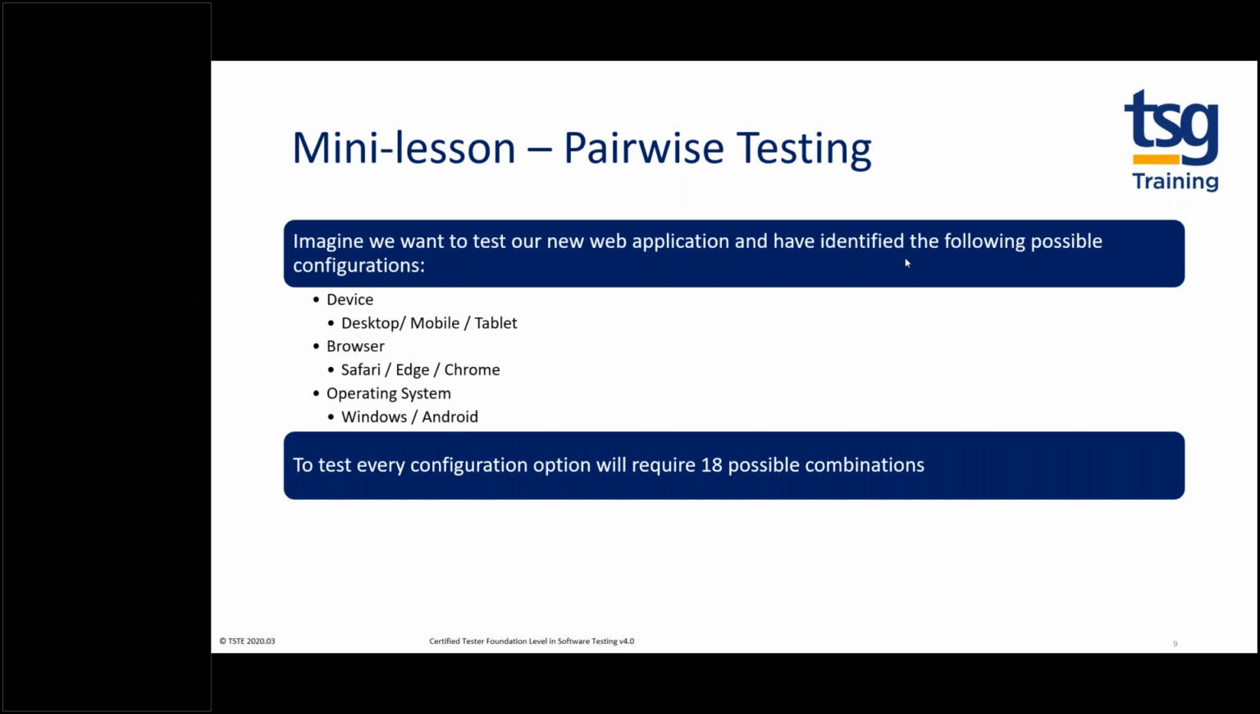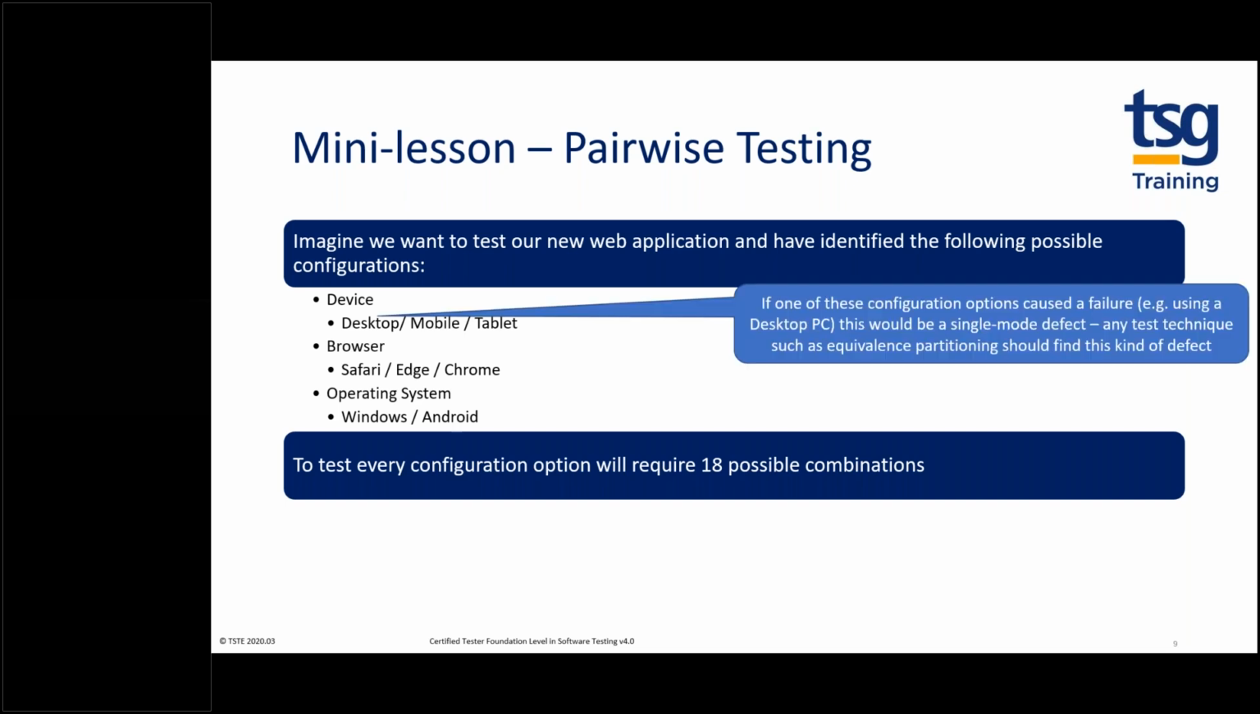Now, when we actually look at what happens when we test products, if we consider the options inside the configurations, if any one of those options caused a failure, so we've got a problem with a desktop PC, then that's a single mode defect. So anything where we use this equivalence partitioning, if we were just looking at one option, one thing goes wrong, then that's a single mode defect. There's one parameter that's caused the problem. And that's fine till we start to get to situations where we've got combinations.